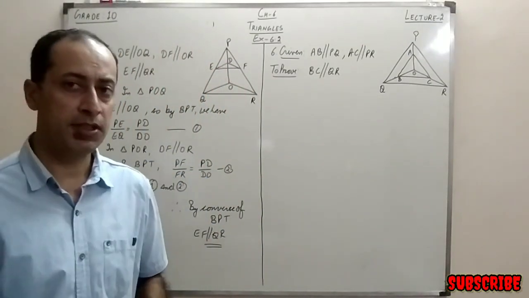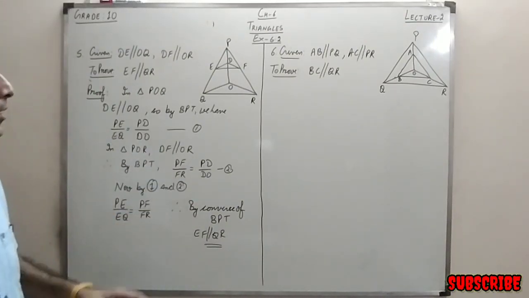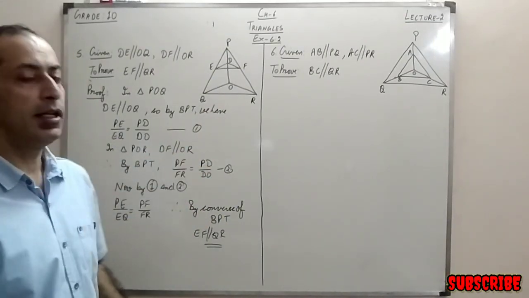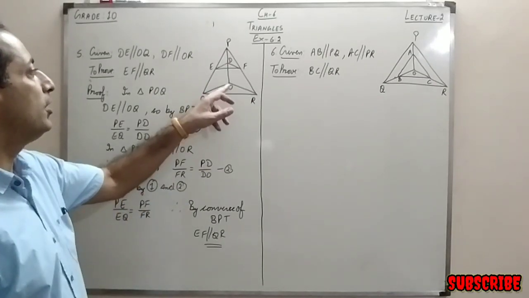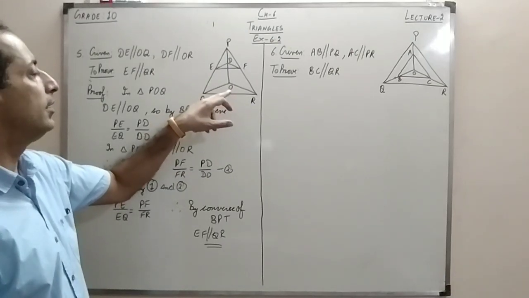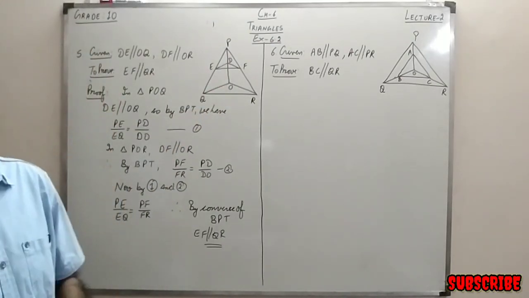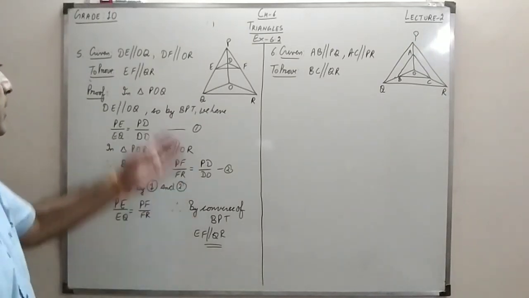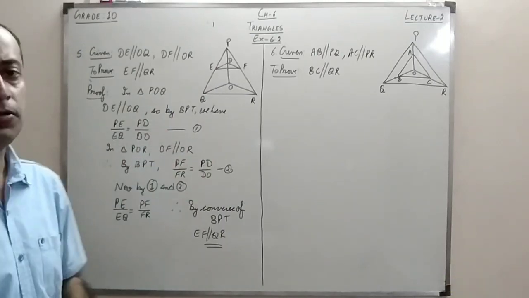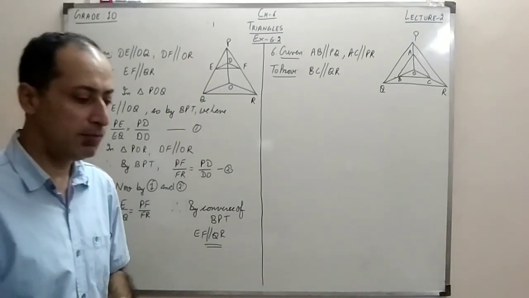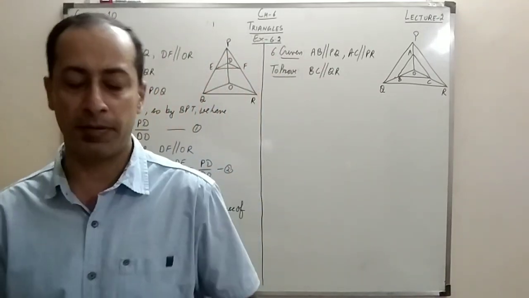If you see in the fifth question, which I have already done for you, it's given that there is a triangle PQR and a point O inside the triangle, and this O is joined with P, Q and R. Then we draw DE and DF parallel to OQ and OR respectively, which is given to us. What we have to prove is that EF is parallel to QR. Quite a simple question which can be done by combining the BPT and converse of BPT theorems both.